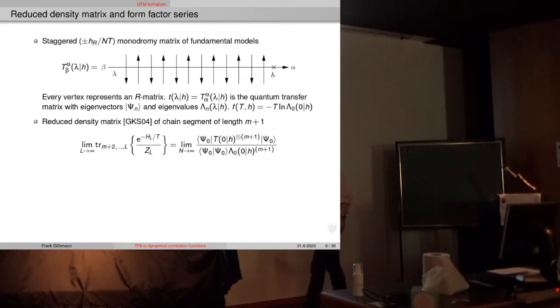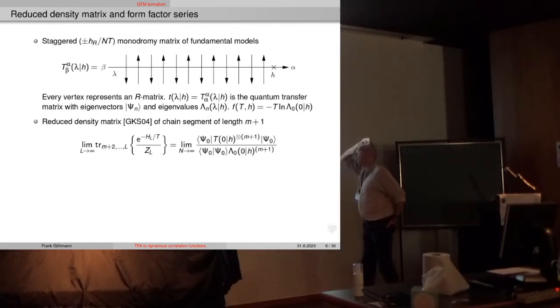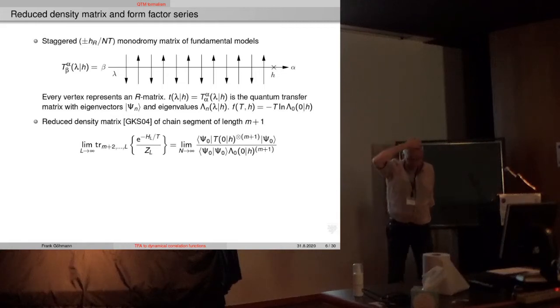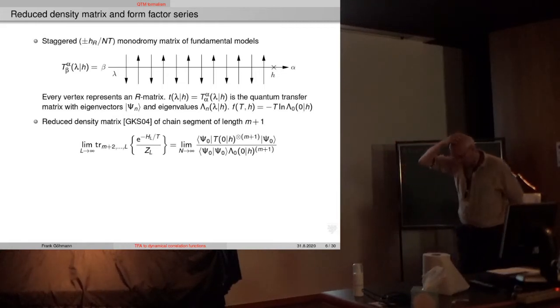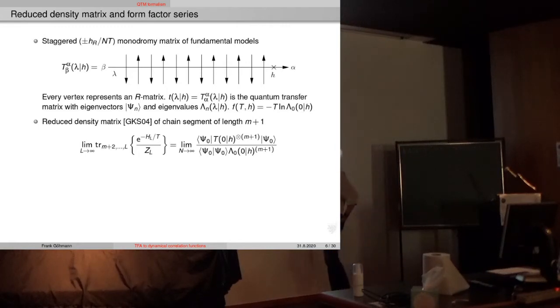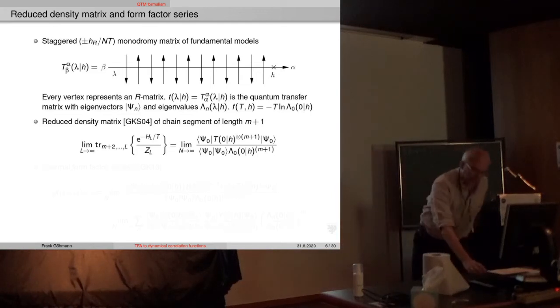And this, by an inductive limit, also allows you to define, say, correlation functions on the infinite chain. This is a point of view which was put forward by my friends Rost, Jimbo, Love, Takayama. And we heard a lot about this 10 years ago. So this is the reduced density matrix, and it is determined by a single dominant eigenvector.